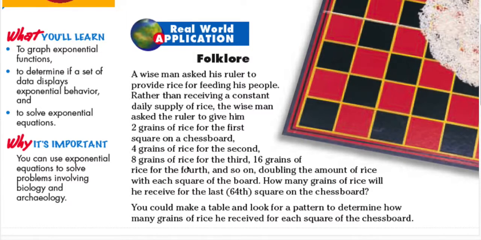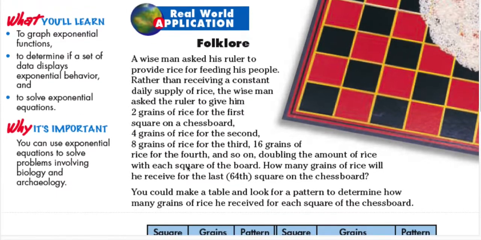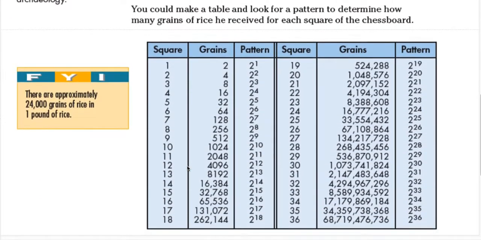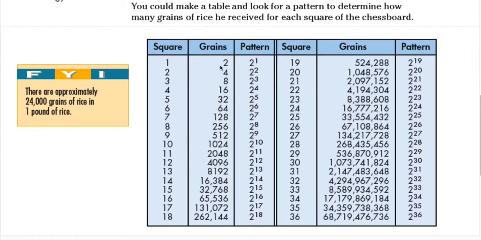Okay, so in this case, we need to create a table and look for a pattern to determine how many grains of rice he received for each square on the chessboard. So here we go. Here's our table. For the first square, 2 grains of rice. Pattern is 2 to the first power. Second square, 4 grains of rice, 2 to the second power. Third square, 8 grains of rice, 2 to the third power. And if we follow that pattern, we basically add 1 to our exponent, with our base of 2.